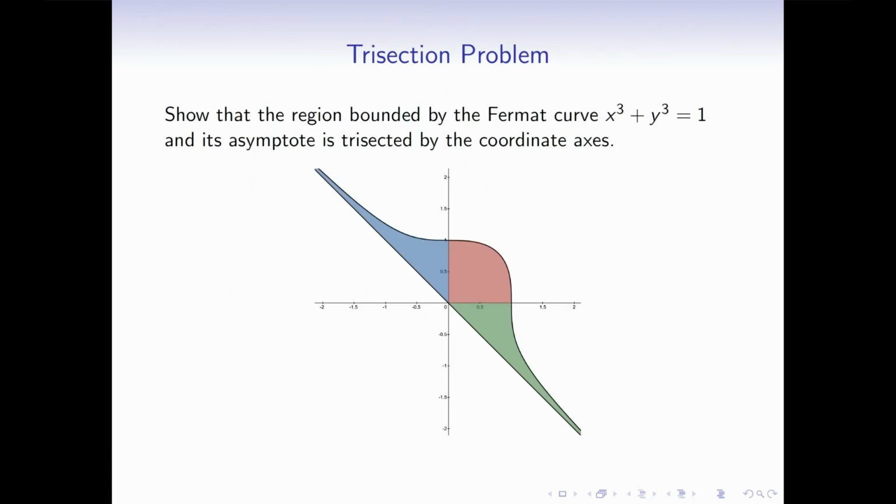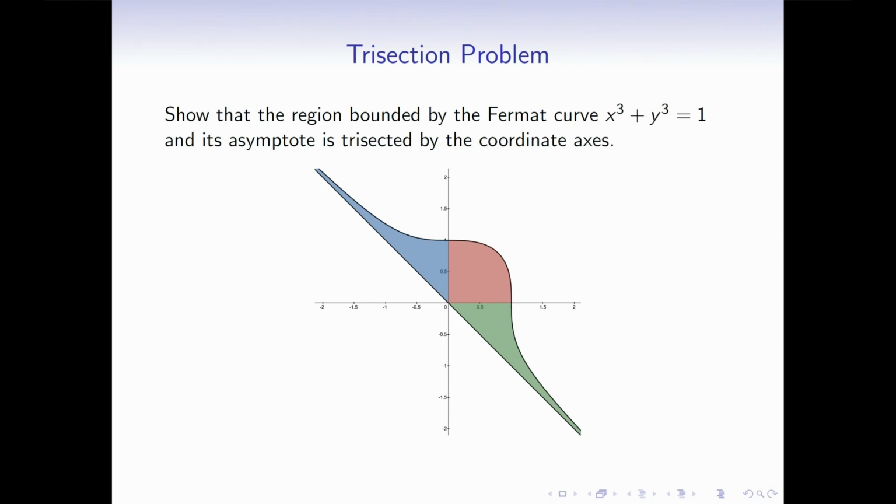Okay, so finally I should end with this one. I put this on this MAA app just to intrigue people last night. So I promised some real applications, and here is one. You can give it to, I don't know, this could be a Putnam problem or a calculus problem. So you take the Fermat curve x cubed plus y cubed equals 1, and show that the region bounded by that curve and its oblique asymptote is trisected by the coordinate axes.